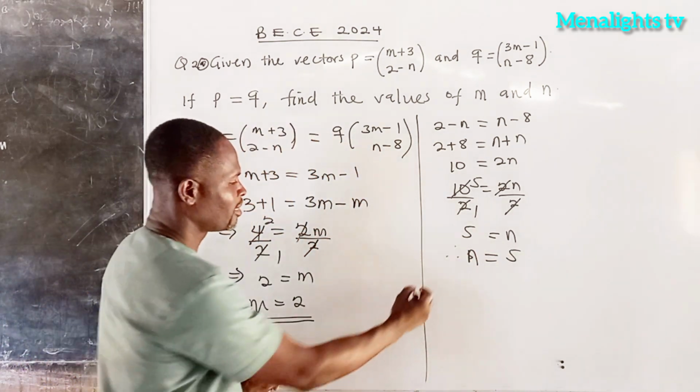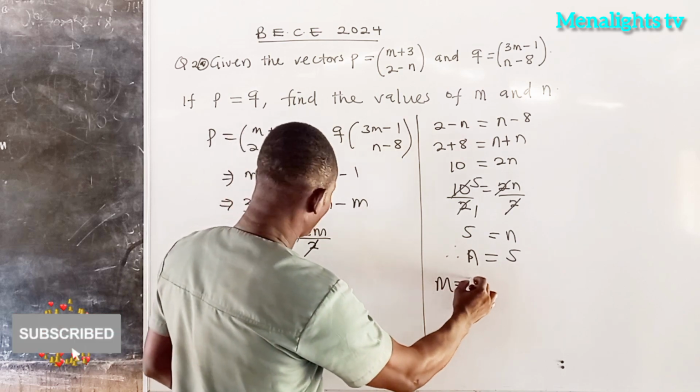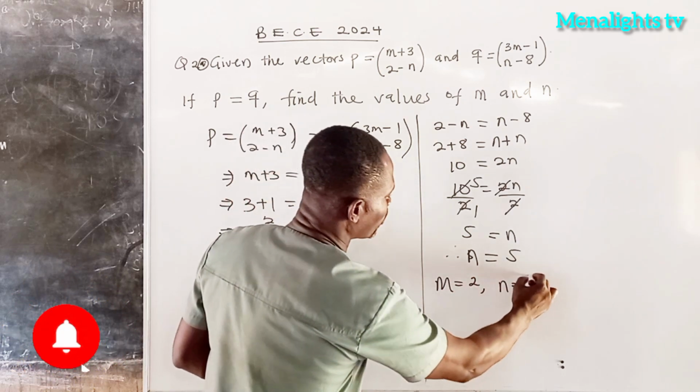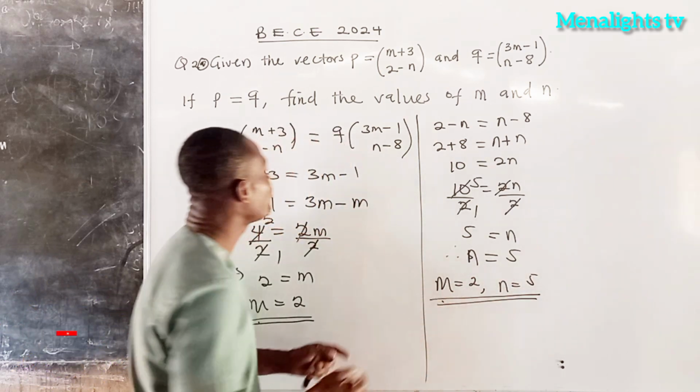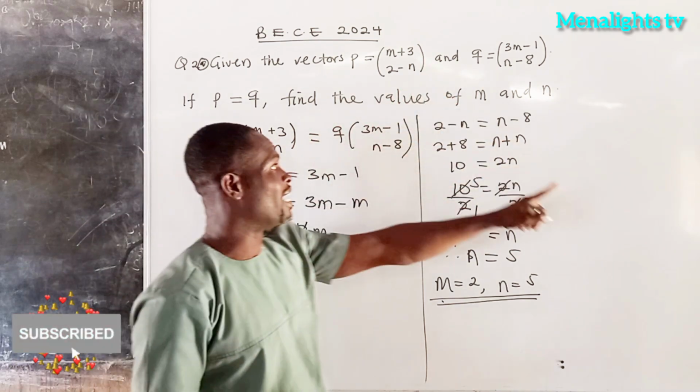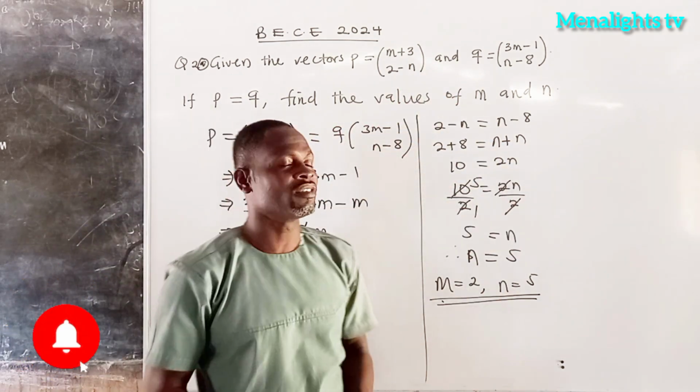Now when you look at this, m is equal to 2 and n is equal to 5. So the values of m and n are 2 and 5.